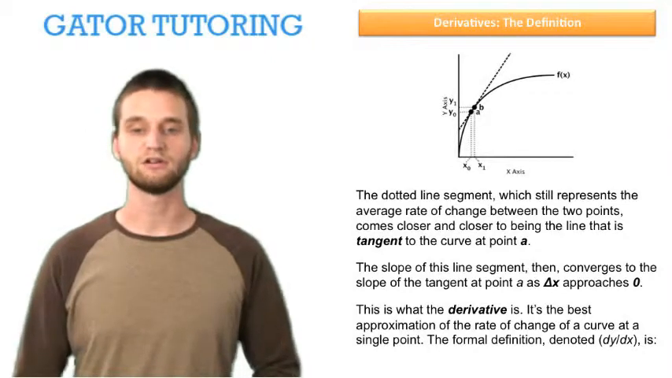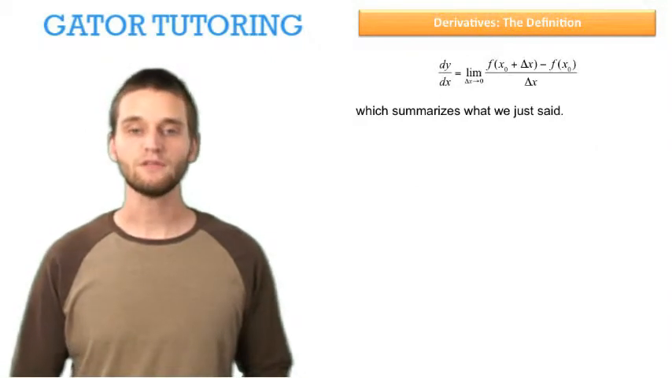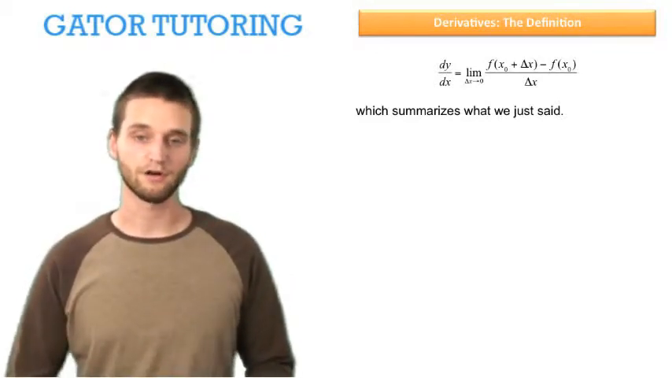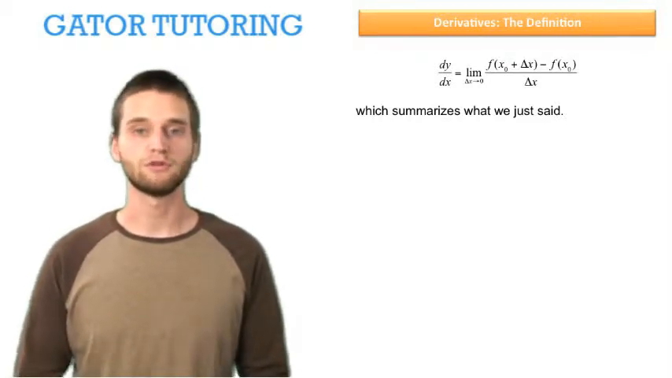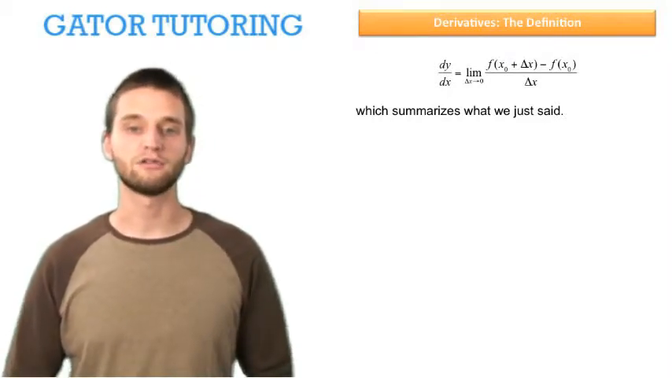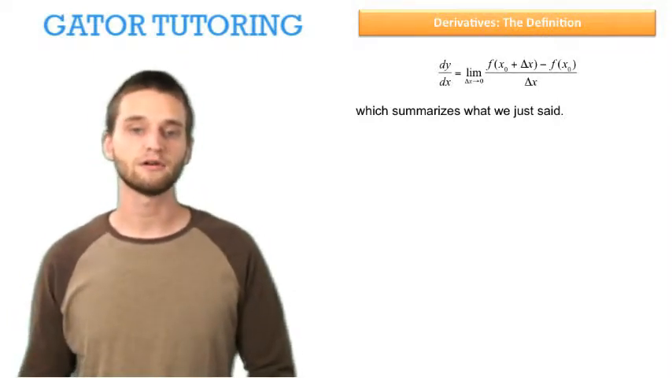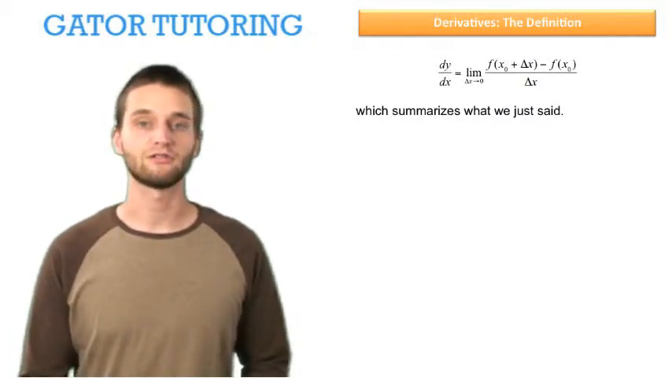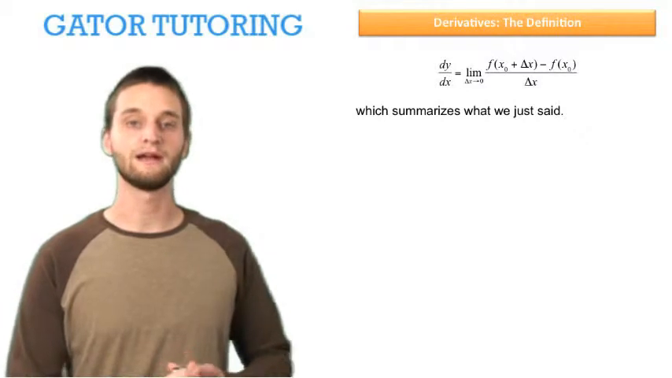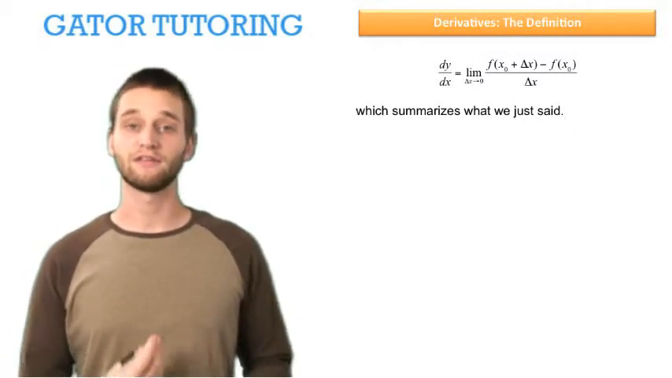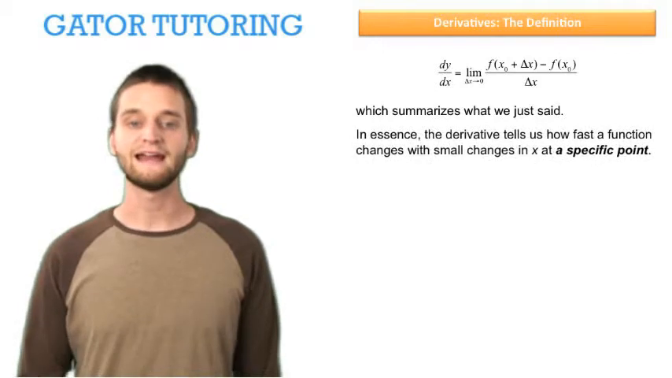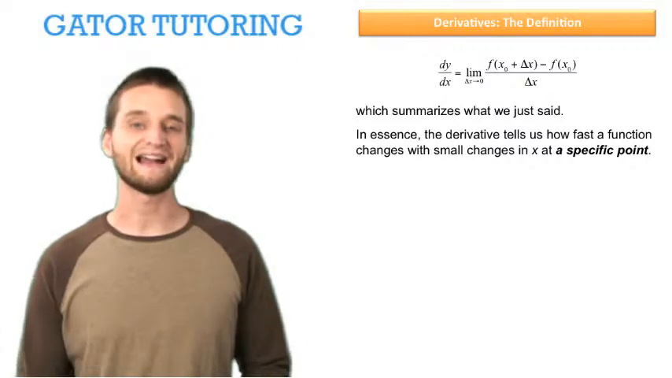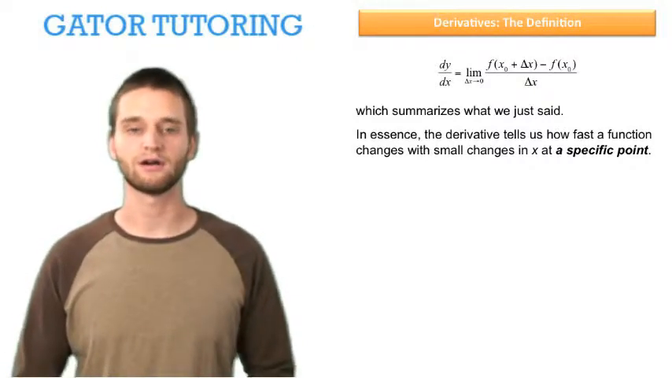The formal definition, denoted dy/dx, is the limit as delta x approaches 0, so as the change in x becomes really, really small, of the average rate of change between the 2 points, which is what we already defined: f of x0 plus delta x minus f of x0, divided by delta x. And that just summarizes what we were just talking about. As that delta x gets smaller and smaller, we can estimate how fast the curve is changing by looking at the slope of the tangent. In essence, the derivative tells us how fast a function changes with small changes in x at a specific point on the function. That's the key part.